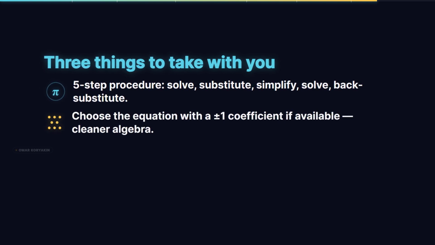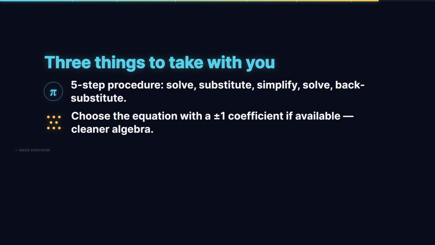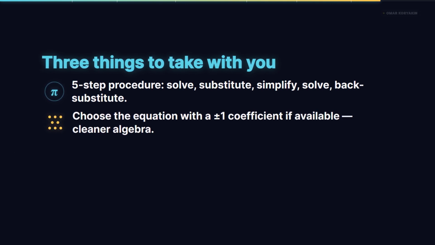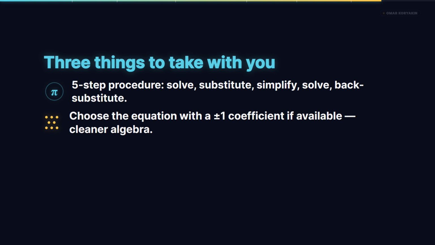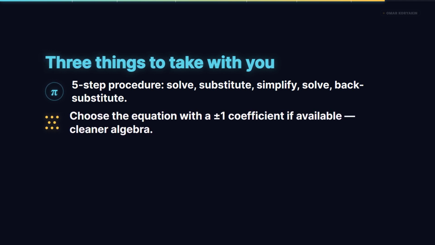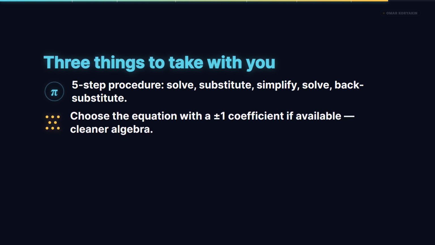Second, choose the equation and the variable to isolate strategically before starting. Look for an equation where one of the two variables has coefficient plus or minus 1, because solving for that variable produces a clean expression with no fractions. If neither equation has such a coefficient, any choice works but produces a more complex expression. The strategic choice does not affect correctness but dramatically reduces the algebra burden through the rest of the procedure.